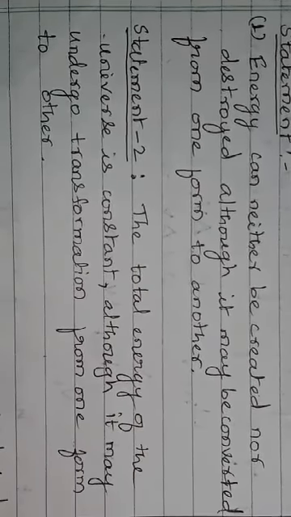The second statement states that the total energy of the universe is constant. The whole universe has a constant energy. We are only transforming one form of energy to another form. There is transformation of energy from one form to another form, but there is no change in the value. It means the total energy of the universe is constant.